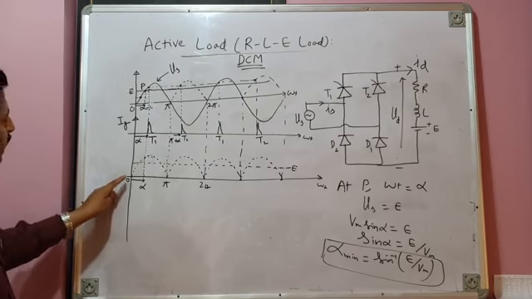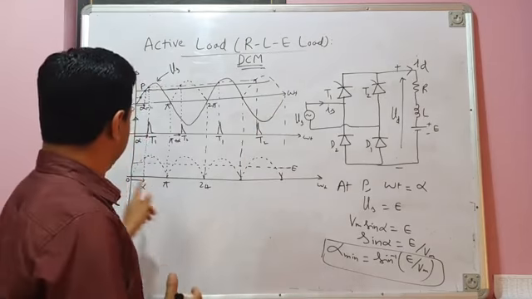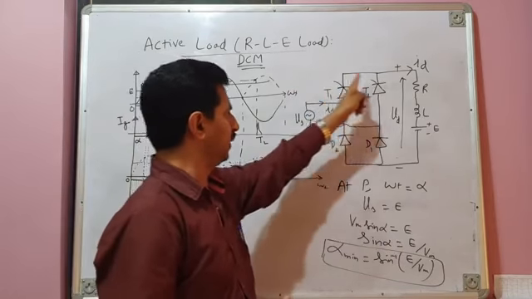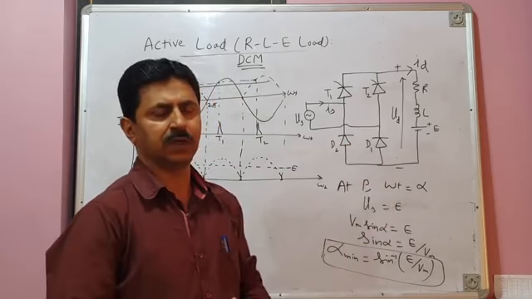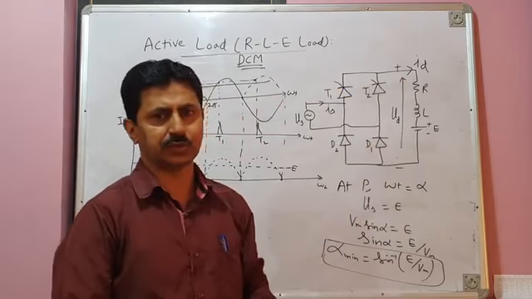So that means from 0 to alpha, thyristor T1 is not fired. We are delaying the firing of thyristor T1. So all the 4 devices are off. T1 is off, T2 is off, D1 is off, D2 is off. So when all the 4 devices are off, your load is disconnected from the source from 0 to alpha.